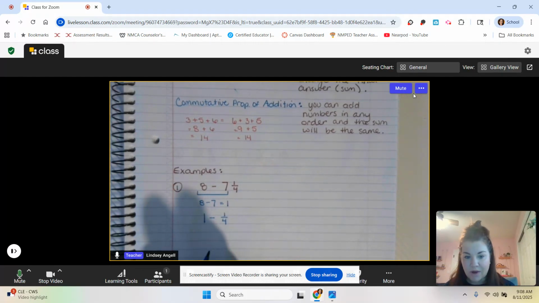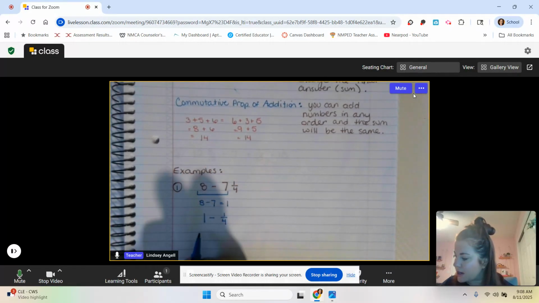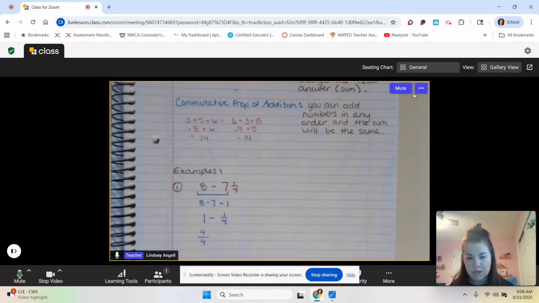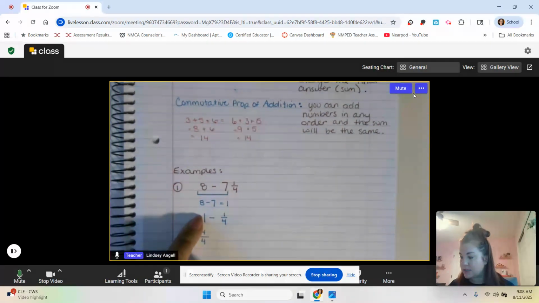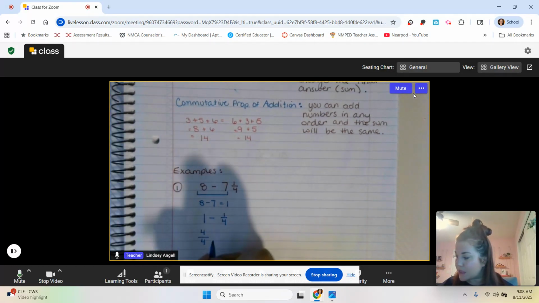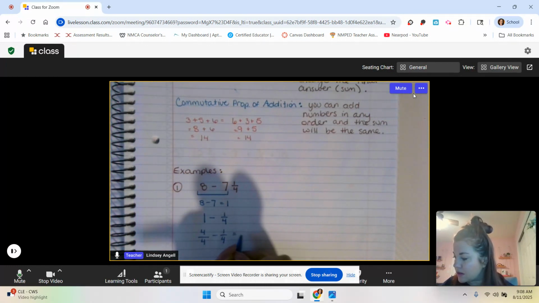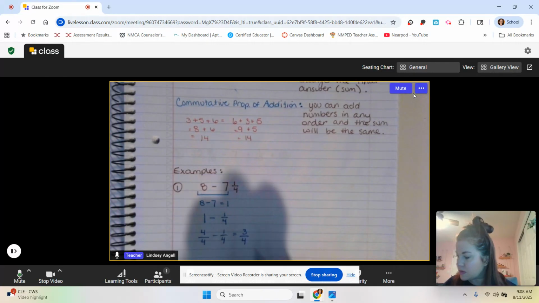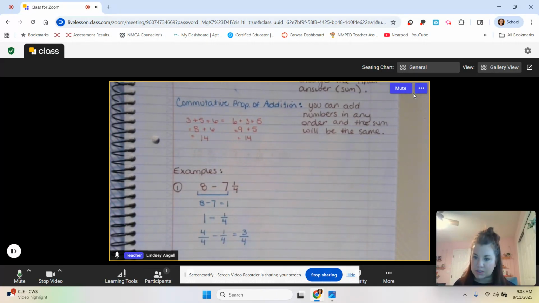In order to subtract fractions, right, we have to have a common denominator. Well, 1, I could make that into a fraction by writing it as 4 over 4, or 4/4. Right, if I have 4 out of 4 pieces, I have 1 whole, right? So these are the same thing. And 4/4 minus 1/4 gets me to 3/4.